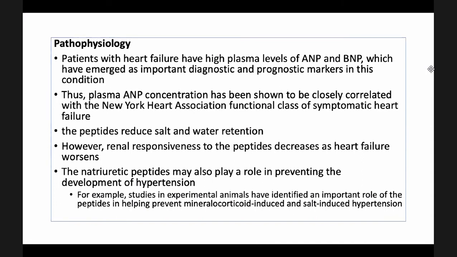So plasma ANP concentration has been shown to be closely correlated with the New York Heart Association functional class of symptomatic heart failure. The peptides will reduce salt and water retention. However, renal responsiveness to the peptides decreases as heart failure worsens. The natriuretic peptides may also play a role in preventing development of hypertension. For example, in experimental animals, they have identified an important role of peptides in preventing mineralocorticoid-induced and salt-induced hypertension.